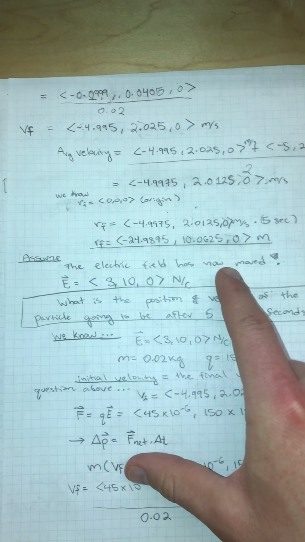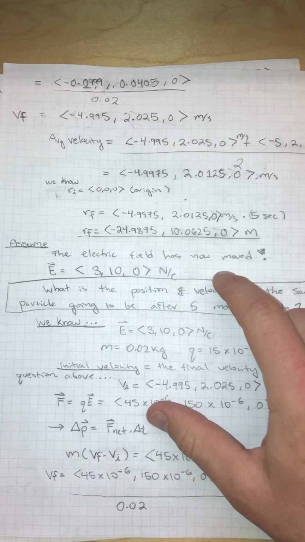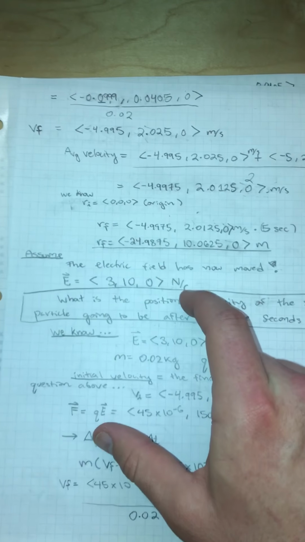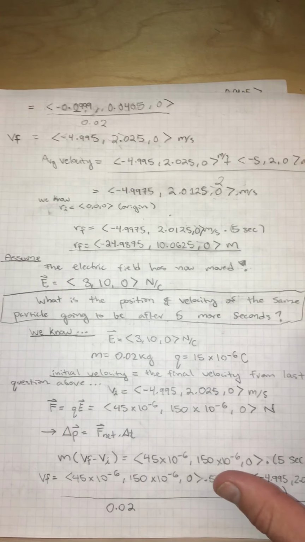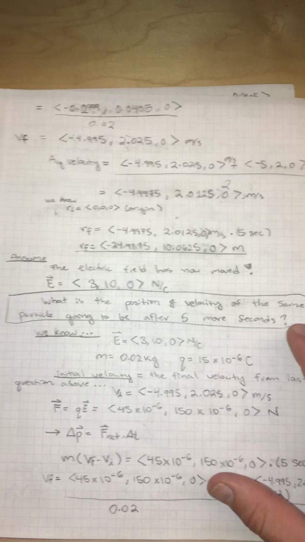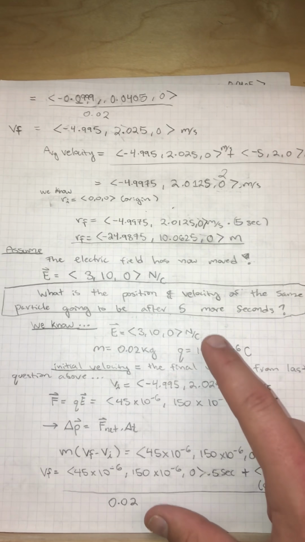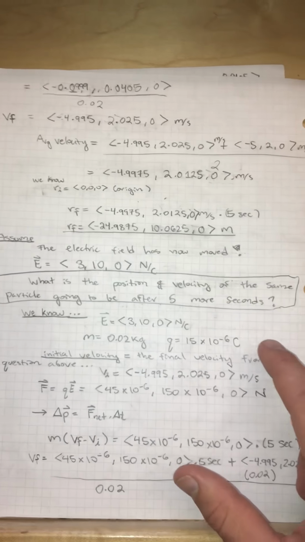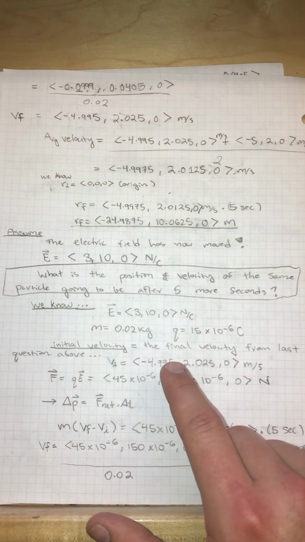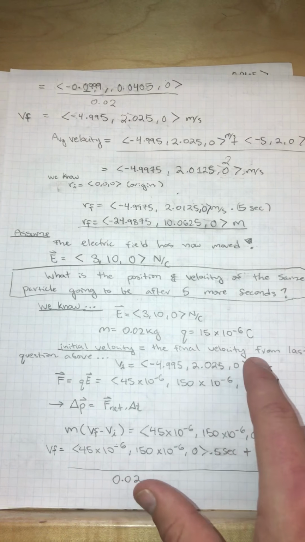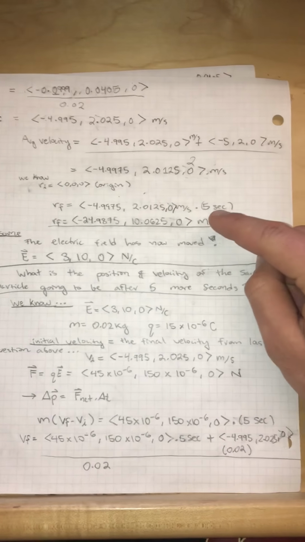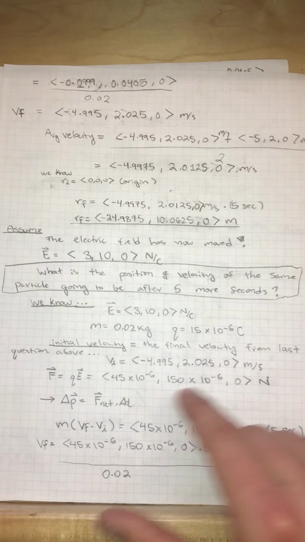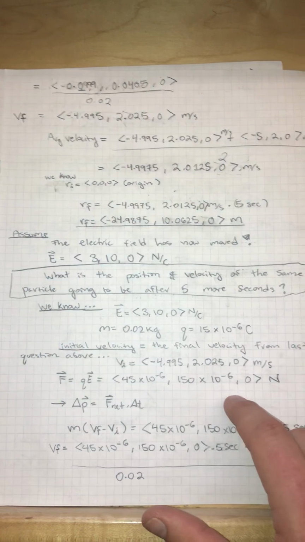Now, since we have to deal with changing electric fields, we are going to change the electric field to 310 newtons per coulomb. So now we're going to ask the same question: what is the position and velocity of the same particle after 5 seconds? Using this new electric field with the same mass and charge of the particle, our final velocity in the last particle situation after 5 seconds is going to be our new initial velocity.